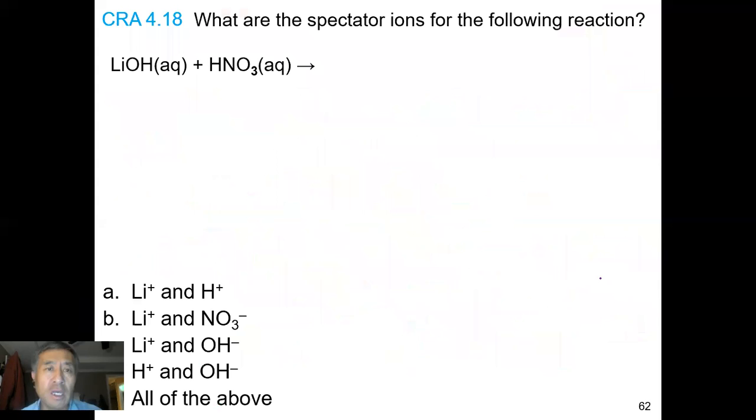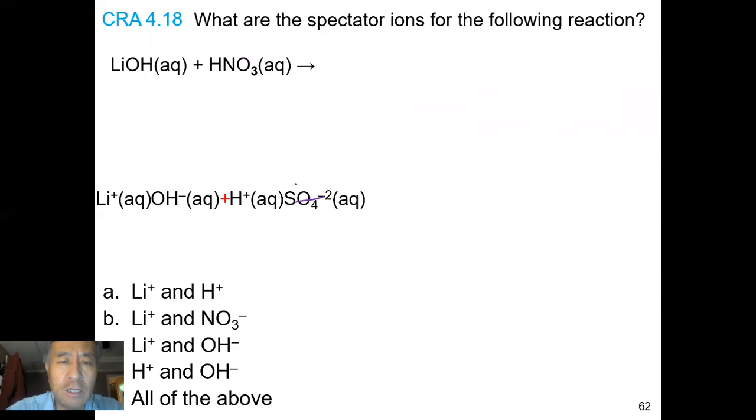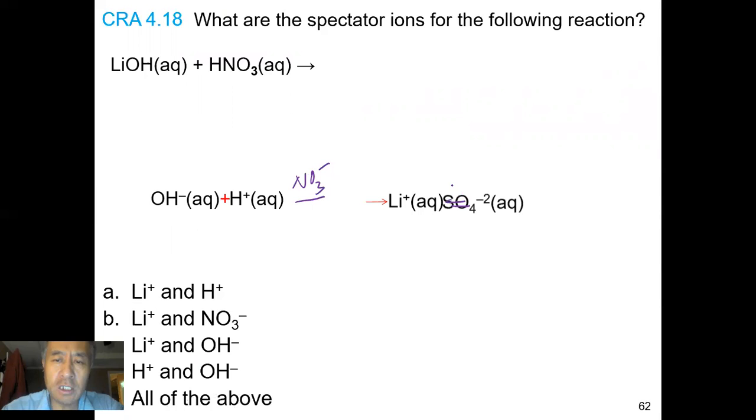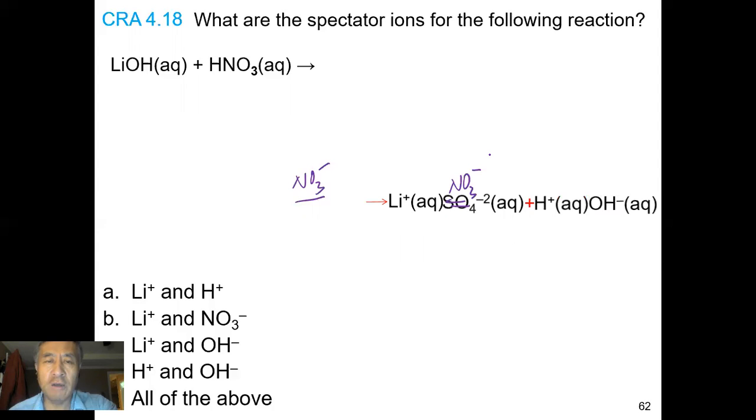Okay, so this CRA 4.18 asks: what are the spectator ions for the following reactions? To do that, you again identify the ions in the two reactants. You have Li plus and hydroxide in the first one. In the second one, you have H plus and nitrate. Then we do the swapping. We take Li with nitrate, NO3 negative, and the other pair is H plus and hydroxide. That will give you H2O liquid and LiNO3.